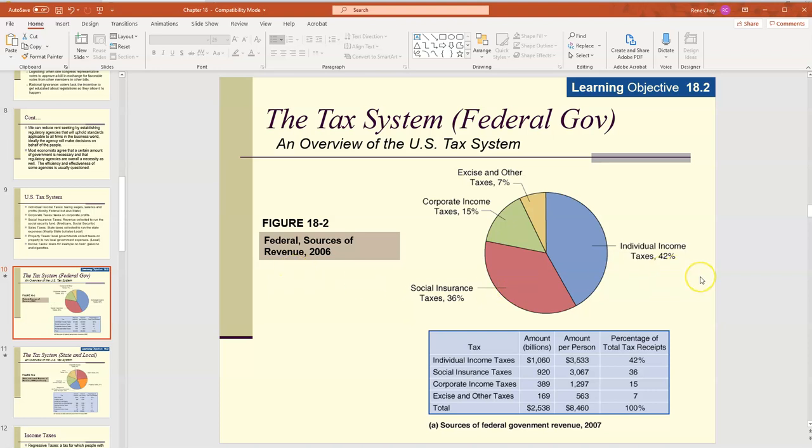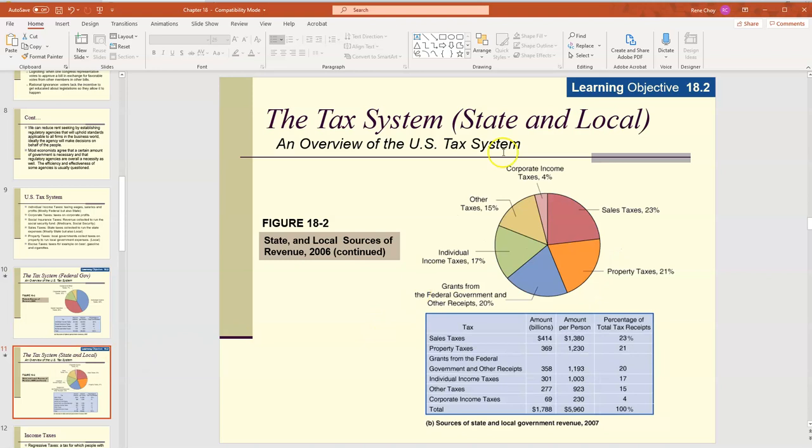All right, this right here gives you a bit of a breakdown on who collects different taxes. So if you look at the federal government, the individual income taxes is 42% of the amount of money that they collect. Social insurance is about 36%. Corporate tax about 15%, and excise tax about 7%. If you look at your state and your local government, you're going to notice that sales tax is the large portion of the money that they make.